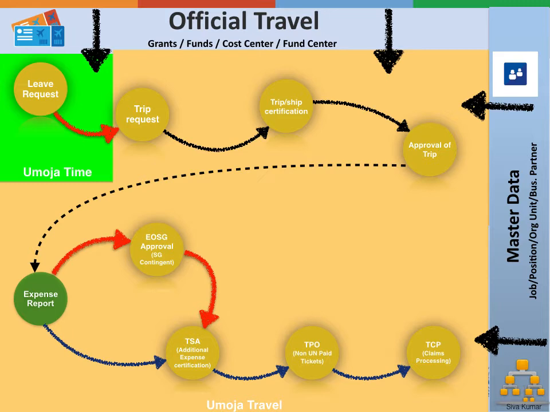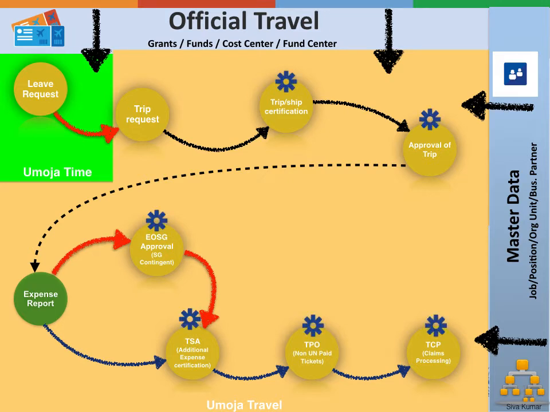Next, if your expense report has any cost adjustment of more than 10% or more than $4,000, it will be routed to the TSA for certification on the expense side. And if your travel had a non-UN paid ticket, or a self-purchased ticket, it needs to be routed to the TPO for verification. Anything which goes through the non-express way will be routed to the travel claims processor for manual verification and approval of the expense report.